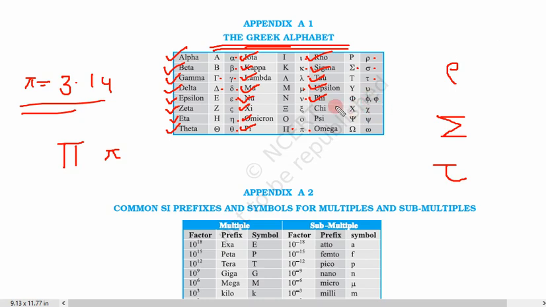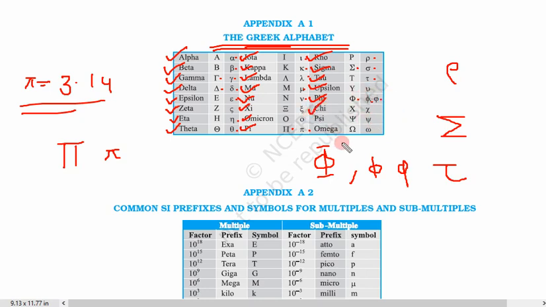Phi. Phi is also a very commonly used symbol. So this is capital phi. When we write something like this, this is capital phi. And what is small phi? This is small phi. Okay. Or some people write small phi like this. So both are used, small phi.